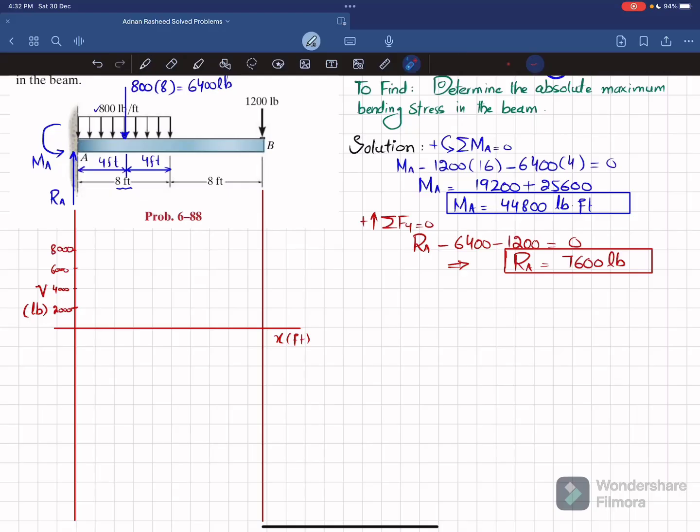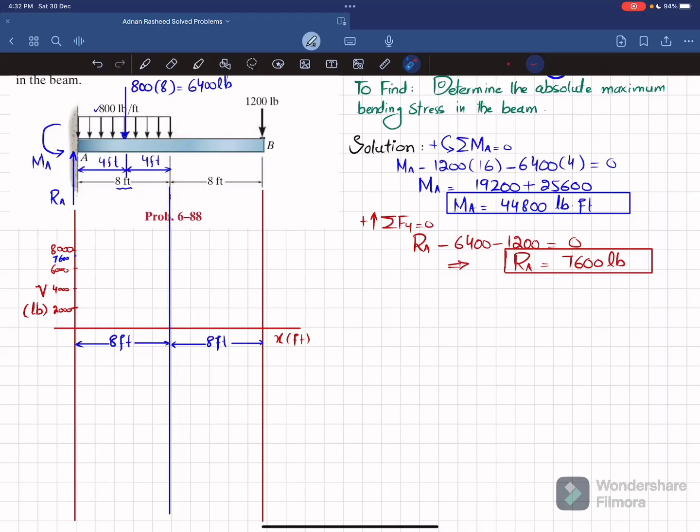Okay, now at point A we have RA, which is equal to 7600. So we will plot 7600. Let 7600 be this point. Okay, now if you take a vertical line from this, this length will be 8 feet and the other one will also be 8 feet. Clear?